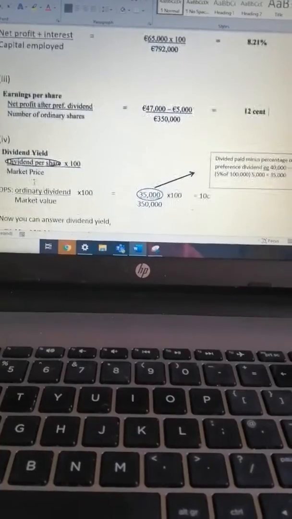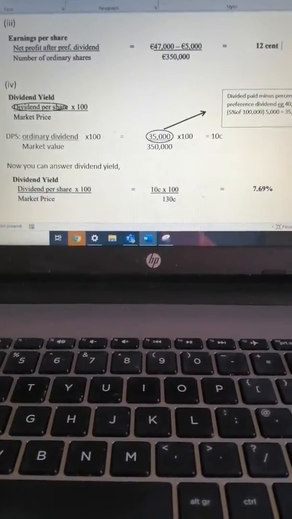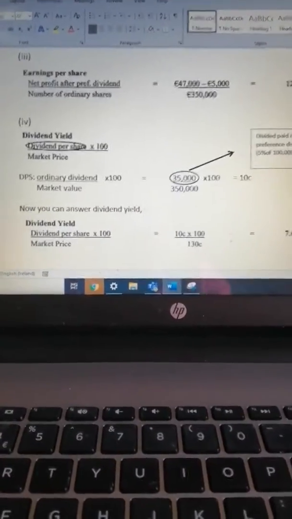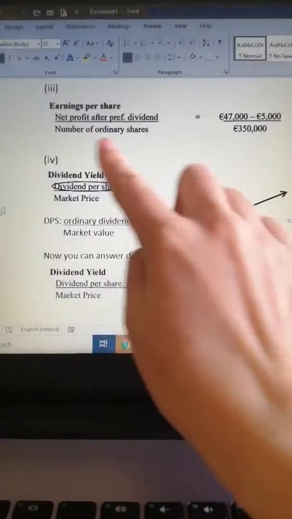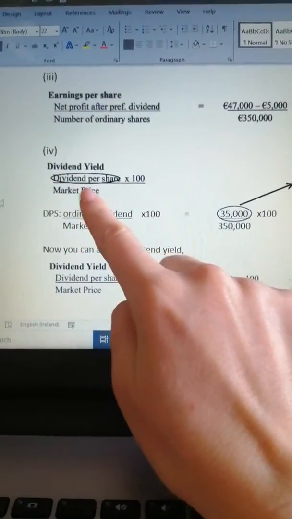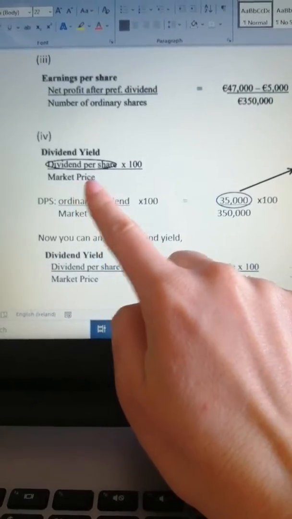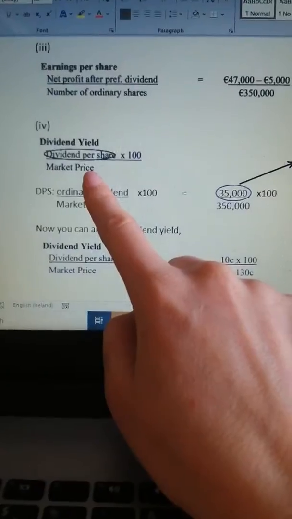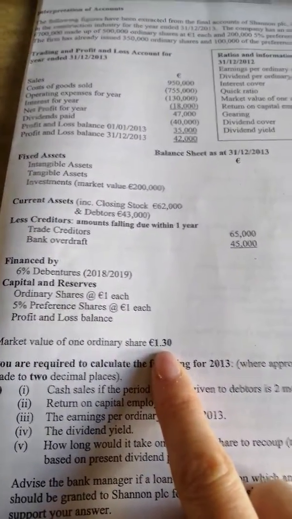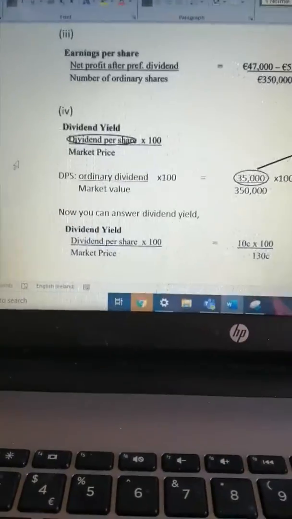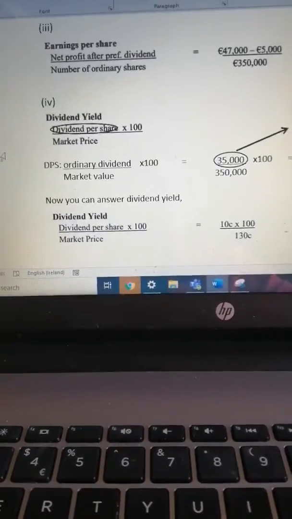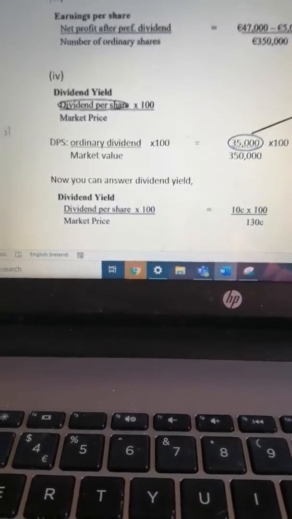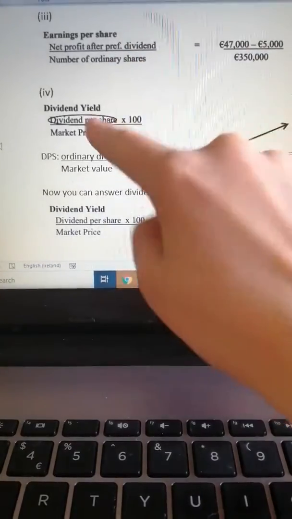Now the next one, the dividend yield, is a little bit trickier. So you're asked to find out dividend yield. The formula for dividend yield is dividends per share over market price multiplied by 100. Now we know what the market price is in the question because it's down at the very end of the question here, the market value, 130. However, we don't know what dividend per share is because it's not in our question. So first of all, to answer dividend yield, we need to find out what dividend per share is.